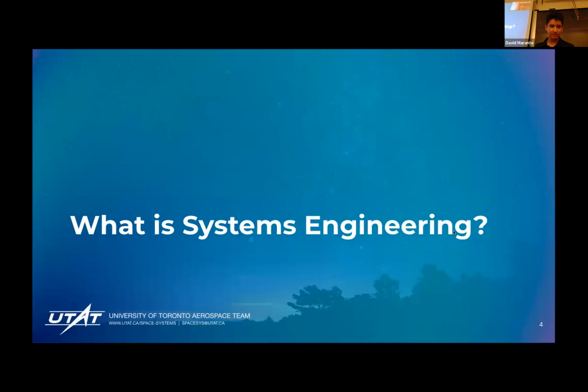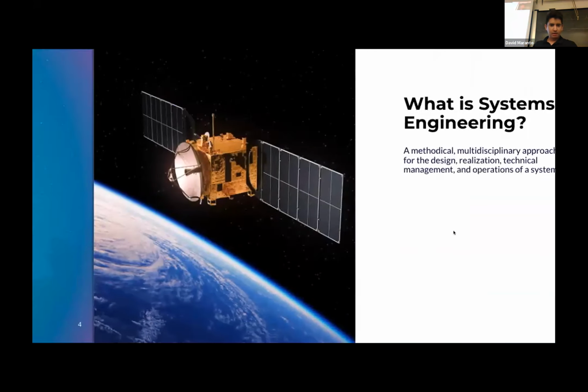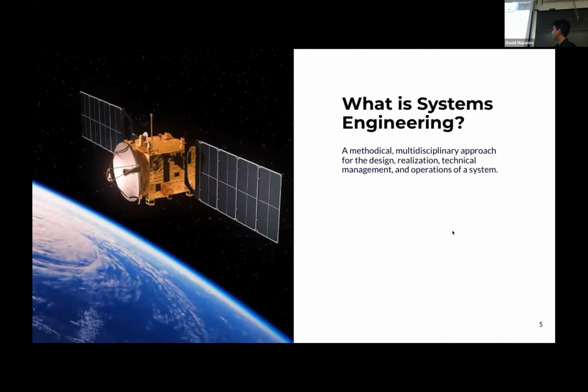So what is systems engineering? NASA defines it as a methodological, multidisciplinary approach for the design, realization, technical management, and operations of a system. The outcome of such an engineered system is effectively a combination of components or subsystems that come together to perform a useful function. So in this case, our satellite is a system. Finch is itself a system.